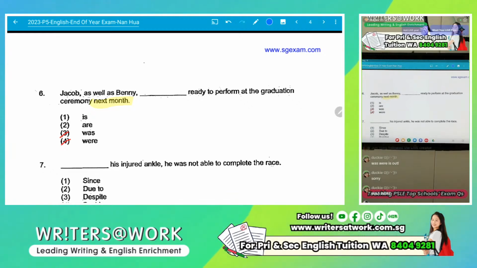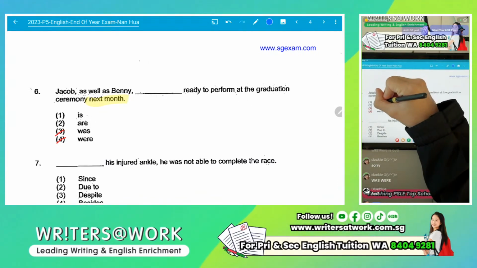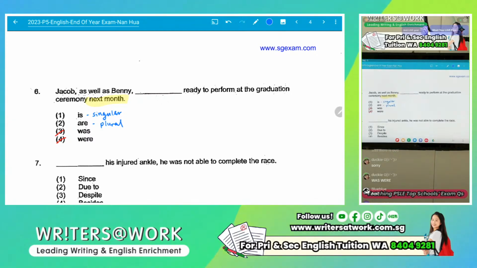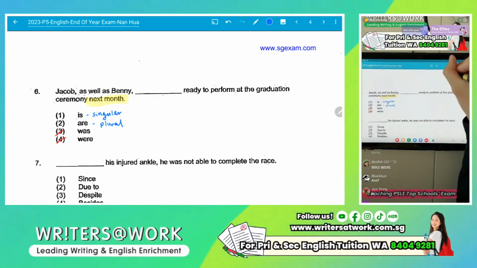Now between is and are, that is the question, right? Do we look at the singular or do we look at the plural? Okay. Singular and the plural. When do we use is? When do we use are? Depends on the subject of the sentence, right? So we go back before the blank over here.